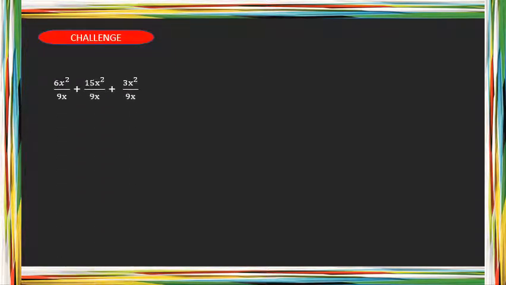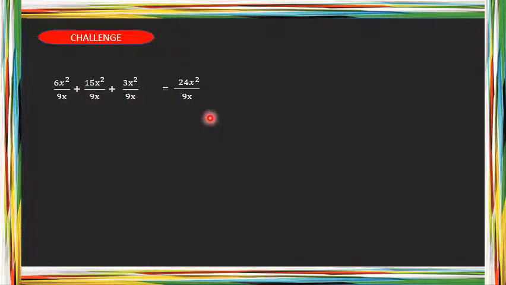For challenge, we have 6x squared over 9x plus 15x squared over 9x plus 3x squared over 9x. We have the 3 given here when we add. So let's have this one combined. So this is the answer. Where to get the 24x squared over 9x. 6x squared plus 15x squared plus 3x squared is 24x squared over 9x. Just copy denominator because it's same denominator.